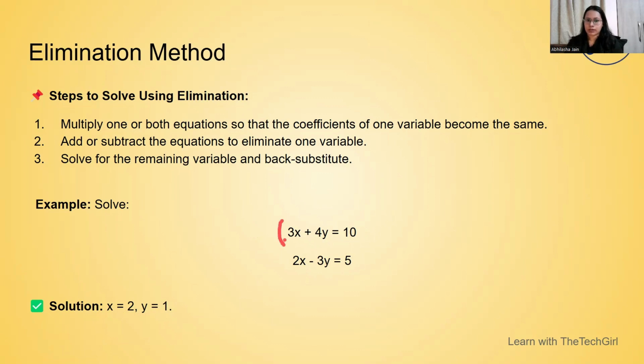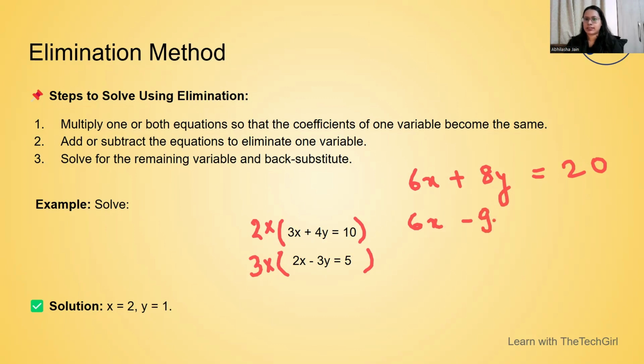So what we can do is we can multiply this equation with 2 and this equation with 3. Remember, we have to multiply both the equation on both the sides of equal to, so that we are not interrupting with our equation. Okay. Now the topmost equation becomes 6x plus 8y equal to 20. And the second one becomes 6x minus 9y equal to 15.